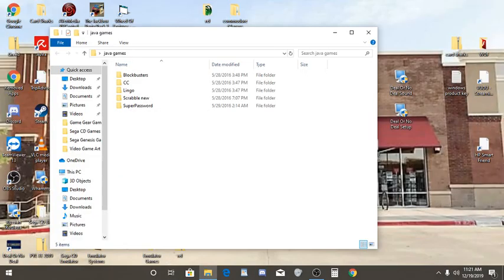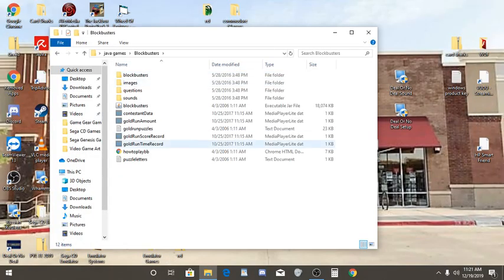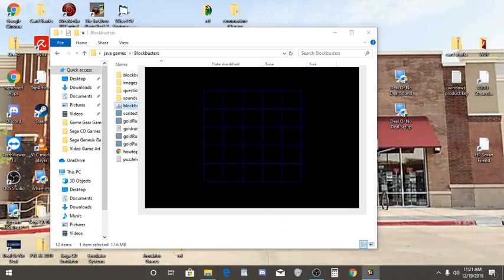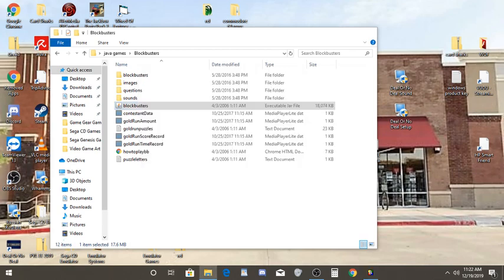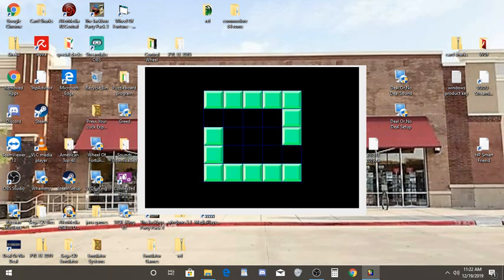Alright everyone, welcome back to the Arcade of Fun, in which this time around, we're going to play Blockbusters for the PC. I haven't played this in a while. Get ready for a game of skill and strategy.